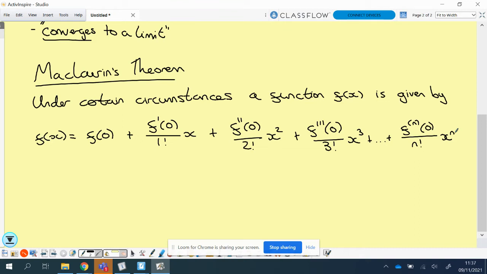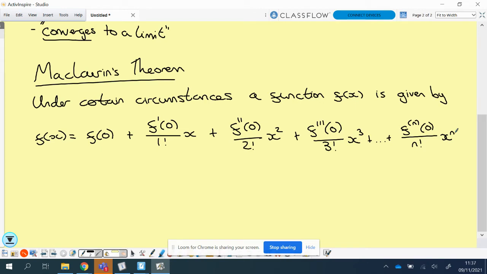So we can actually change functions such as exponential and sine into a power series by using Maclaurin's theorem, and that's how we would do it. As you can see, we're going to need to differentiate the function plenty of times and substitute the value 0 to actually get the numbers that we need in front of our x terms, our powers of x.